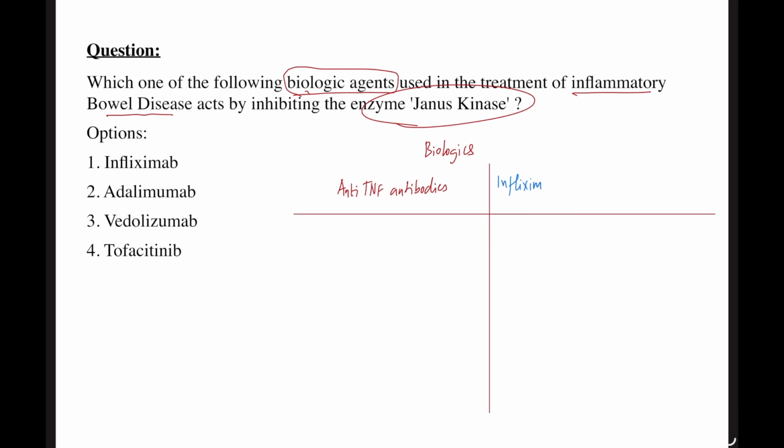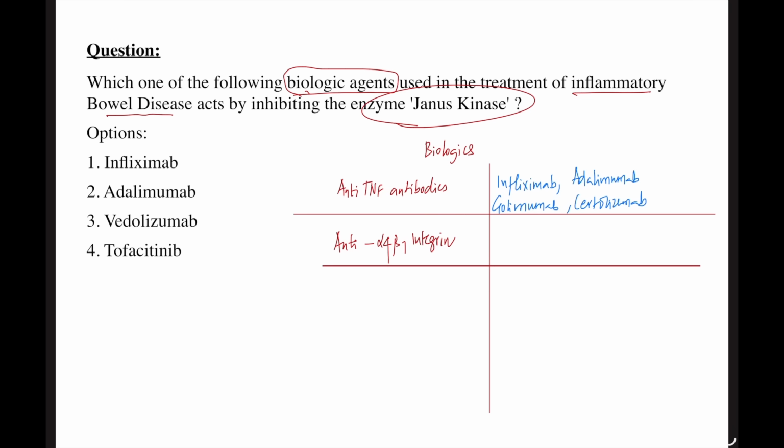Under the category of anti-TNF antibodies, we have infliximab, adalimumab is one more drug, we have golimumab, and we have certolizumab. These are the 4 drugs which come under the category of anti-TNF antibodies. Now there's one more class, that is anti-alpha 4 beta 7 integrin. Under this category, we have this drug called vedolizumab.